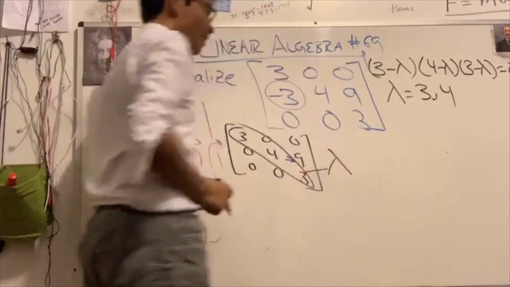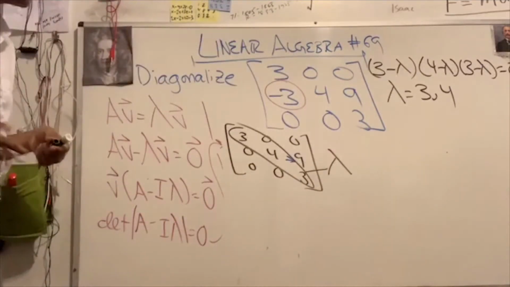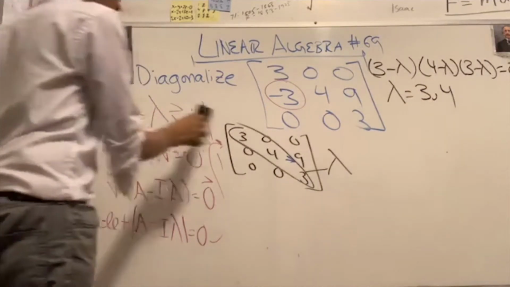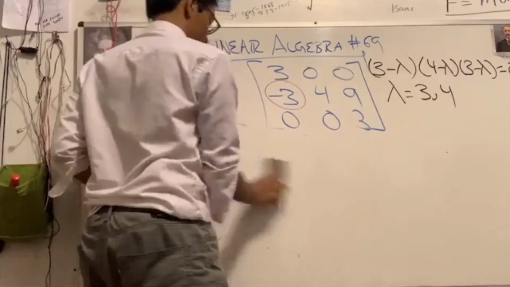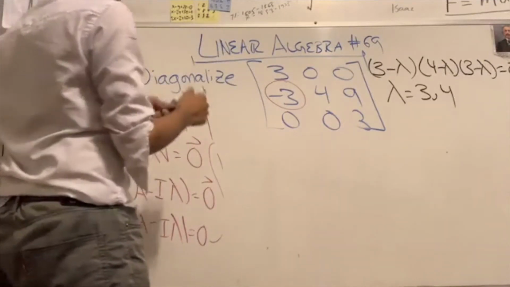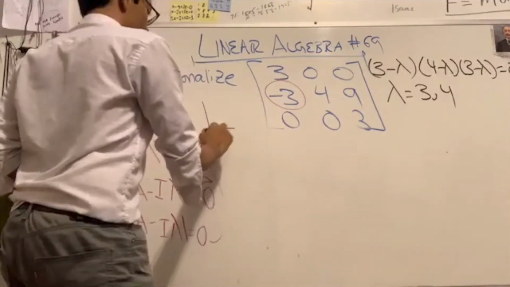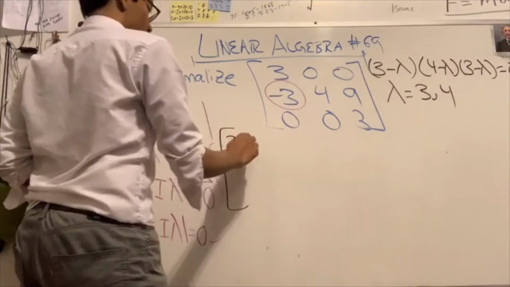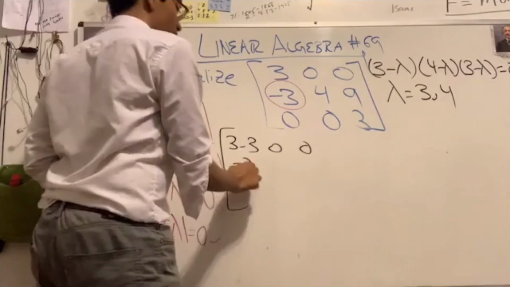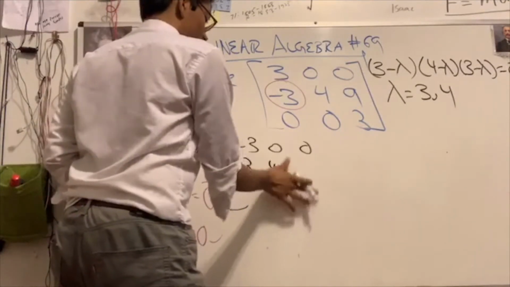Okay, now we have to find the eigenvectors. Put the 3 in for lambda. So now write lambda 0 0, 0 lambda 0. Oh no, use that matrix. So 3 minus 3, 0, 0. 3, okay, 0, 0, right? Yeah. Minus 3, 4 minus 3, or minus 3.